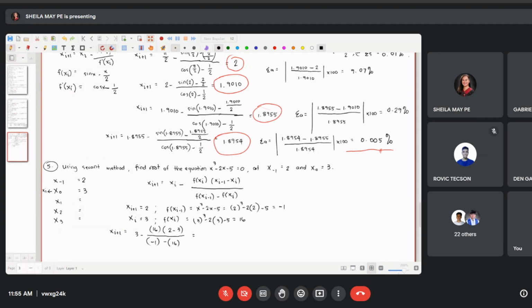Negative 1. That's 3 minus, and the result is 2.058823529. That's my x sub i.